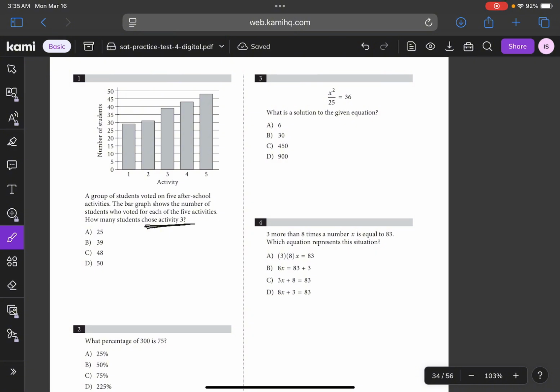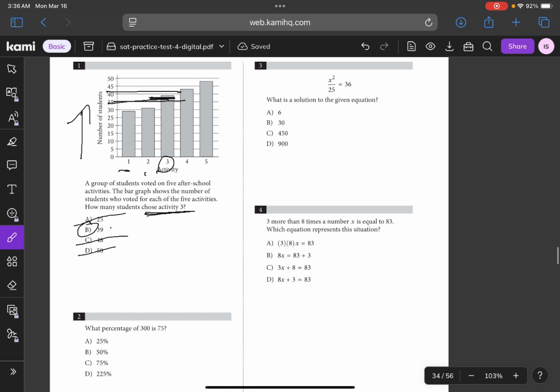So the way the bar graph works is it shows you a number, the name of the activity, and how many were chosen. So we need to go through 1, 2, and then we need to focus on 3. And we know, looking at where the top of that is, that it's between 35 and 40, right? So which of these answer choices is between 35 and 40? 25 is not, 39 is, 48 is not, and 50 is not. So we know that B, 39, is the answer.